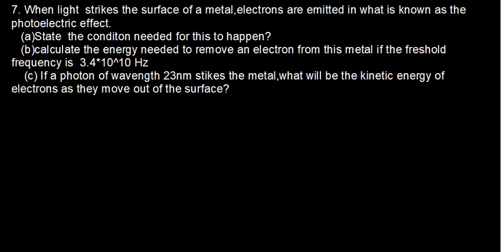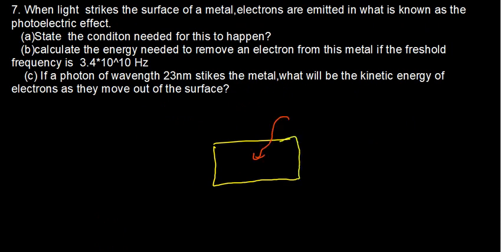So the next question, and the last question which we have in this section. When light strikes the surface of a metal, electrons are emitted in what is known as the photoelectric effect. Now the question is, state the condition needed for this to happen. So the condition is the light which you are projecting on your metal surface should have frequency higher than what we call the threshold frequency.